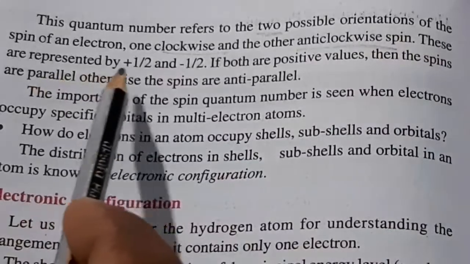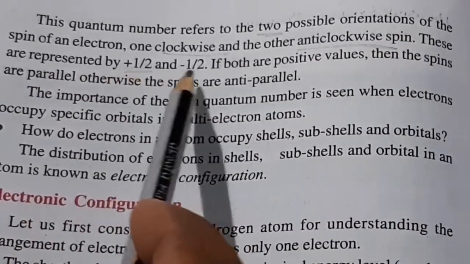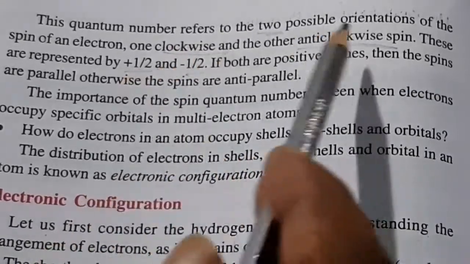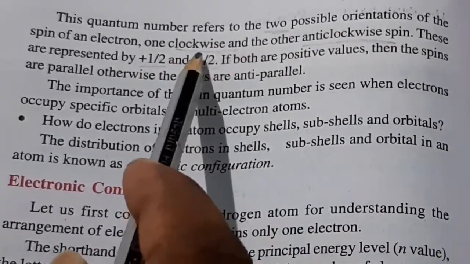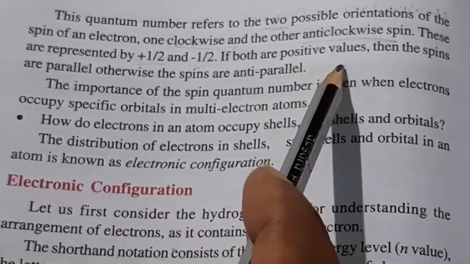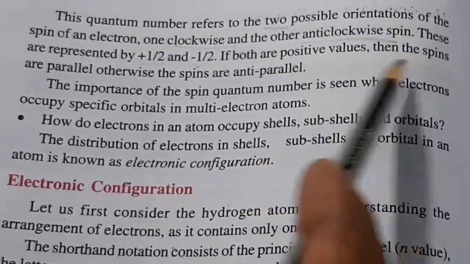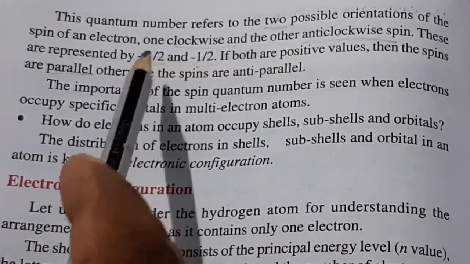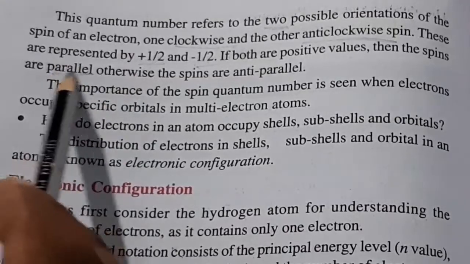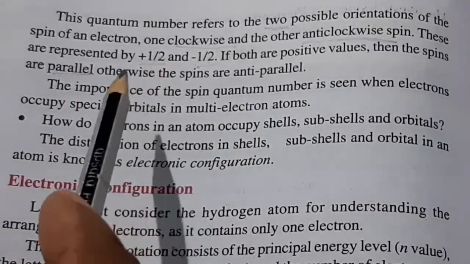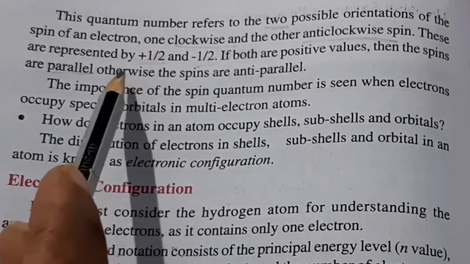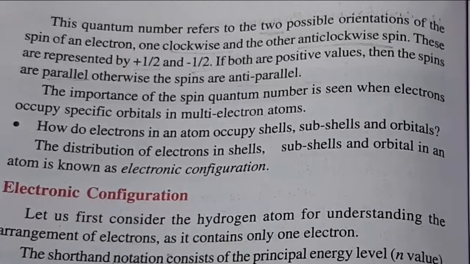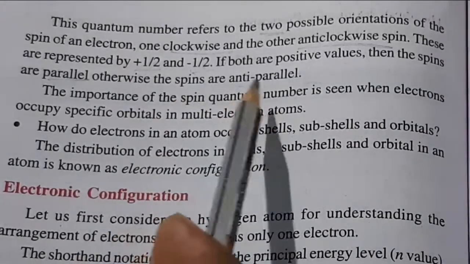These are represented by plus 1 by 2 and minus 1 by 2. If the electron spin is clockwise, it is plus 1 by 2; if anti-clockwise, the value is minus 1 by 2. If both are positive values, then the spins are parallel. Two electrons both with plus 1 by 2 have parallel spin. If they are opposite to each other, one plus 1 by 2 and another minus 1 by 2, then they are anti-parallel.